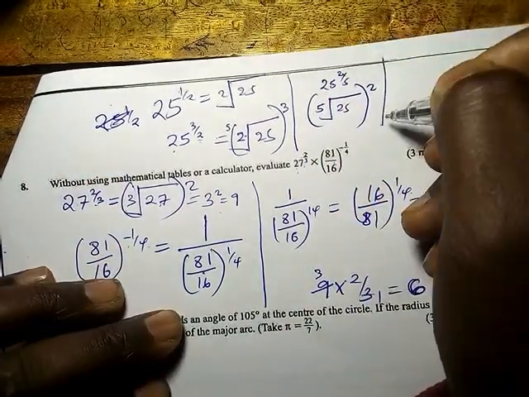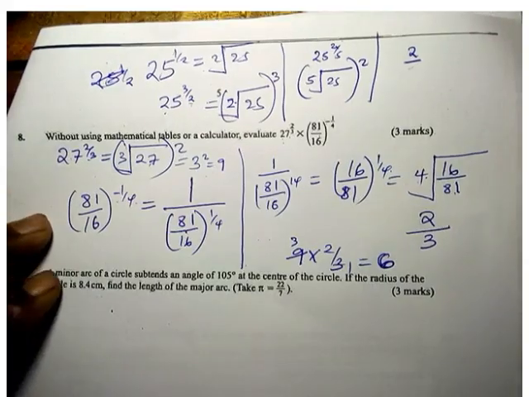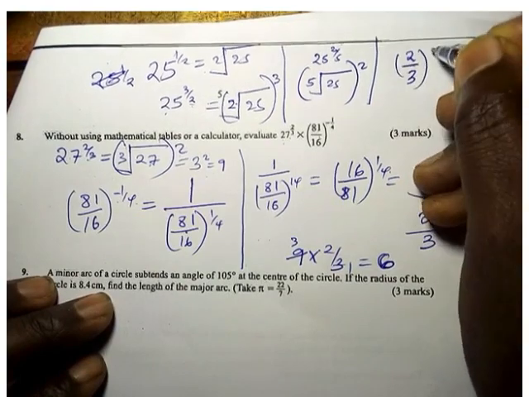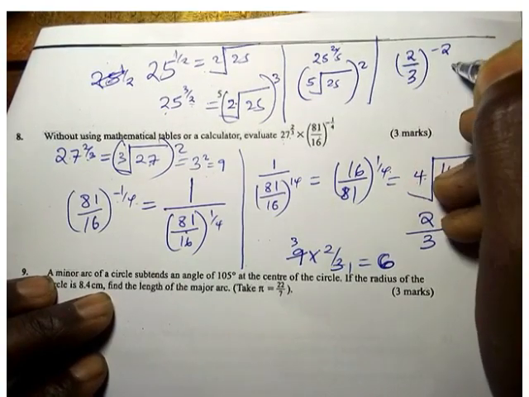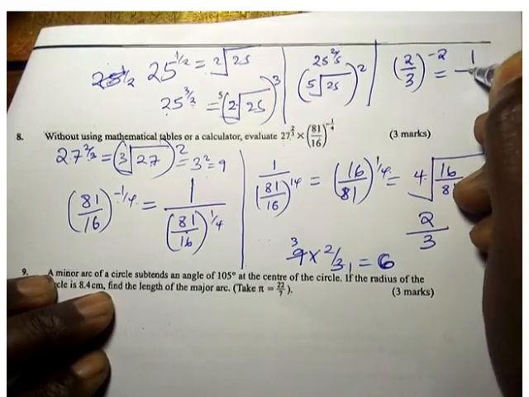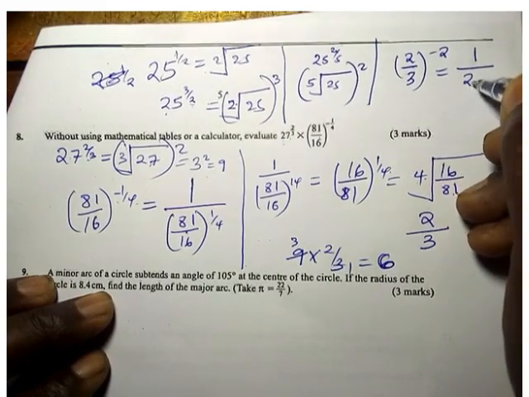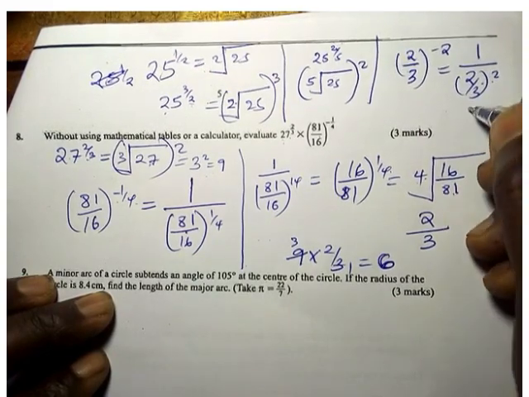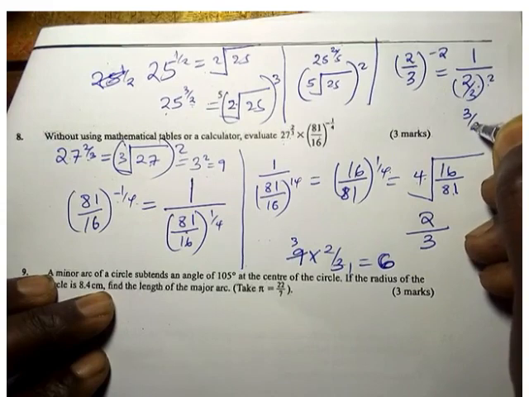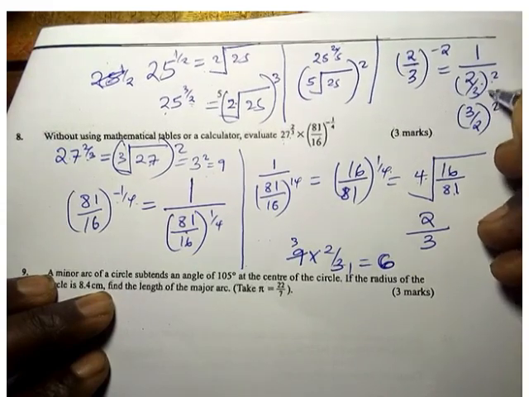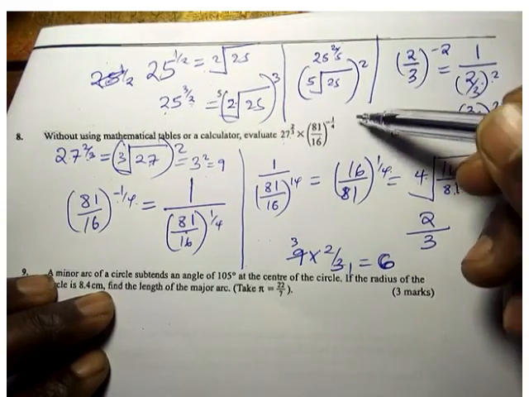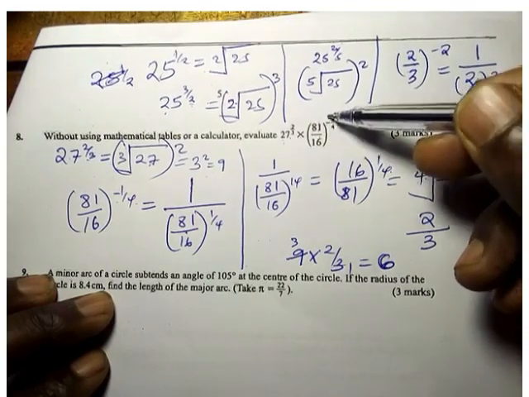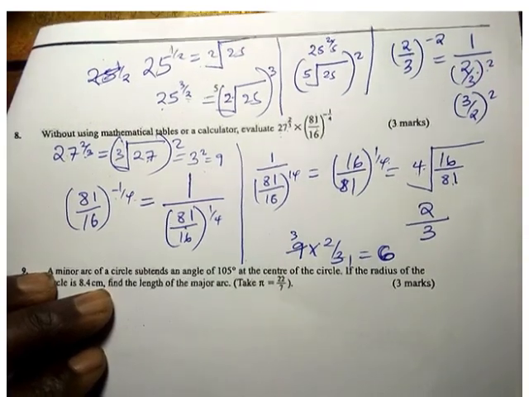Okay. When you have a number like 2 over 3 raised to power negative 2, it is simply the same as 1 over 2 over 3 raised to power 2 positive. So this one is actually the same as 3 over 2 raised to power 2, the reciprocal now. So when you see a negative power, the only thing you do is flip it to the top and make the power positive. You will have finished that.